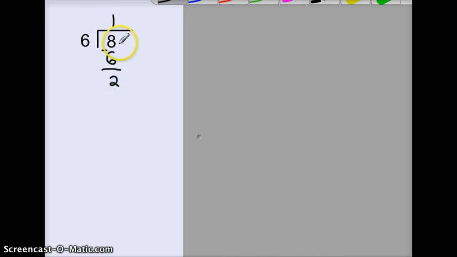The way I did that once again is I subtracted 6 from 8. 8 minus 6 is 2. My answer for this problem would be 1 remainder 2, right? Simple enough. Let's get a little more complicated.